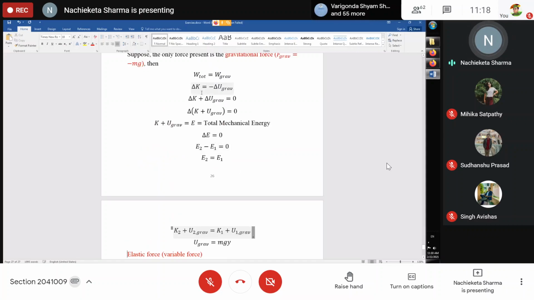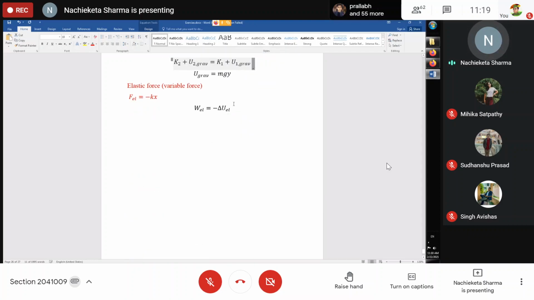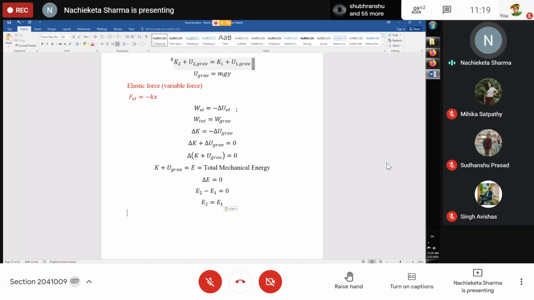Now, by the same logic, you can derive the whole thing and you can get this result, isn't it? Because your potential energy can be of various types. If a gravitational force is acting, that is called gravitational potential energy. If an elastic force is acting, that is what is called an elastic potential energy.